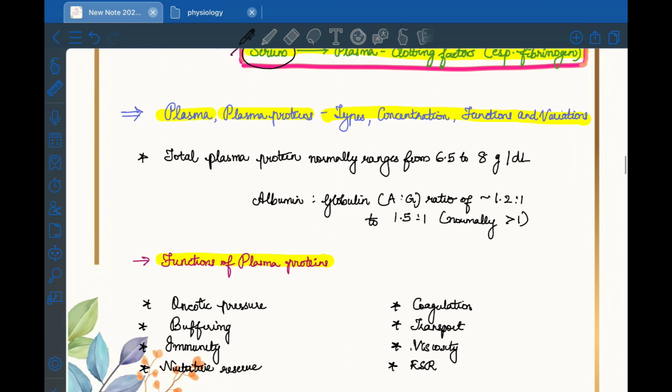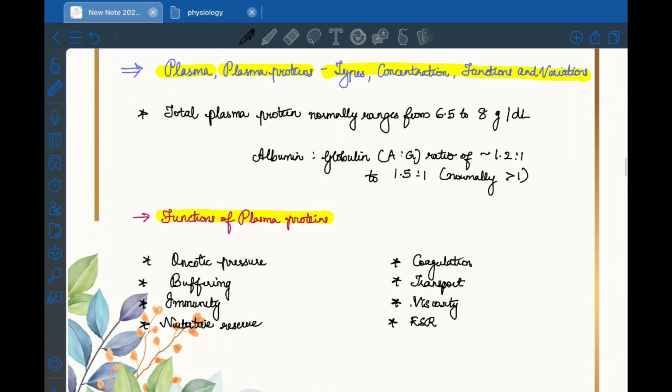So, the total plasma protein normally ranges from 6.5 to 8 grams per deciliter, and most of its composition is made up of albumin. The albumin to globulin ratio is also important. It is 1.2 to 1 to 1.5 to 1. Okay. And the functions of plasma proteins are also important.